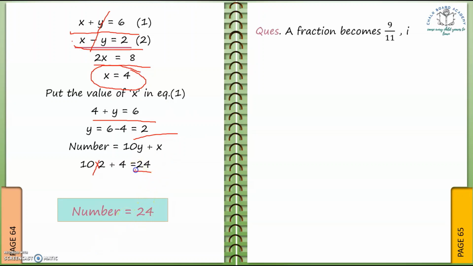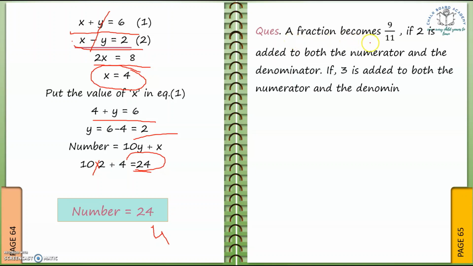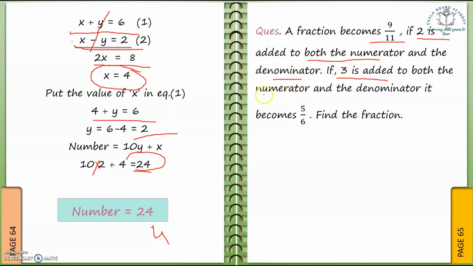The number is 24 and its reverse is 42. So only two such numbers are there. Now here's another question. In this question, a fraction becomes 9 by 11 if 2 is added to both the numerator and the denominator. And if 3 is added to both numerator and denominator, it becomes 5 by 6.